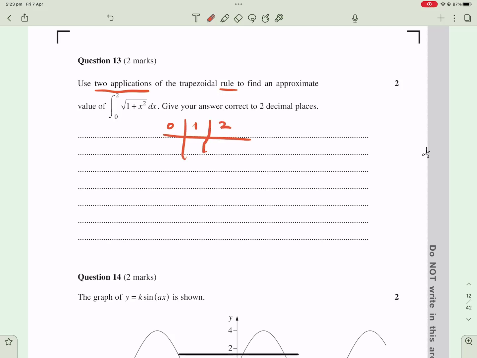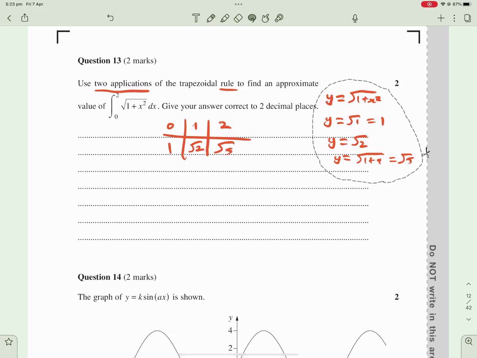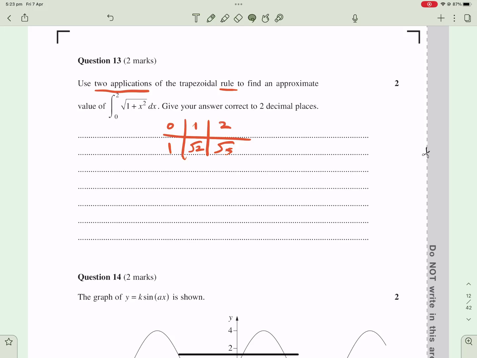Now, remember, y is equal to root 1 plus x squared here. So when we look at our table, when x equals 0, y is going to equal root 1, which is equal to 1. When x equals 1, y is going to equal root 2, so let's just leave it like root 2. And when x equals 2, y is going to equal root 1 plus 4, which is equal to root 5. Now, we could have just done that in our head, but I just chose to write that down, but we'll just delete that now so it's not too messy.